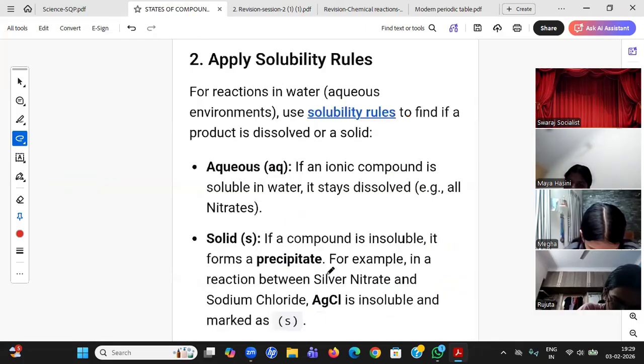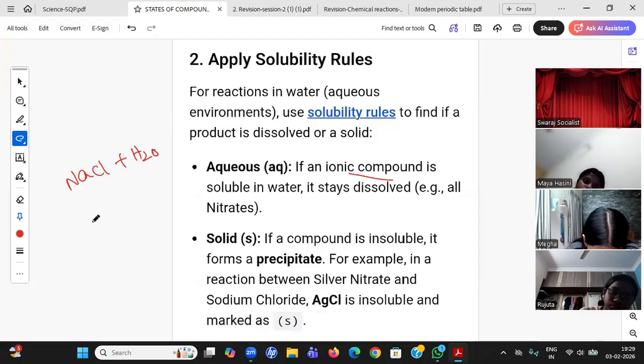So what is the next thing? Aqueous. So what is aqueous? Whenever an ionic compound is soluble in water, we write aqueous. So NaCl, if I add water, what am I getting? NaCl only, but you will write aqueous. Why? It is soluble in water.